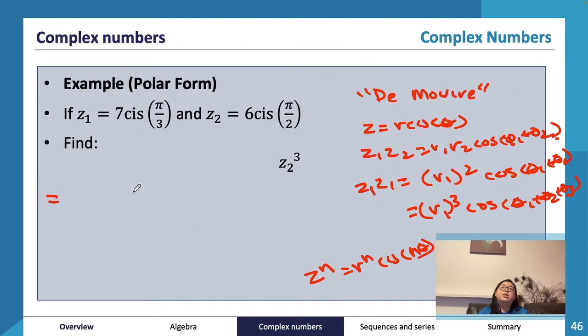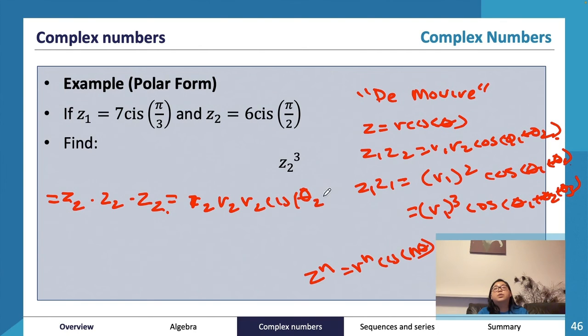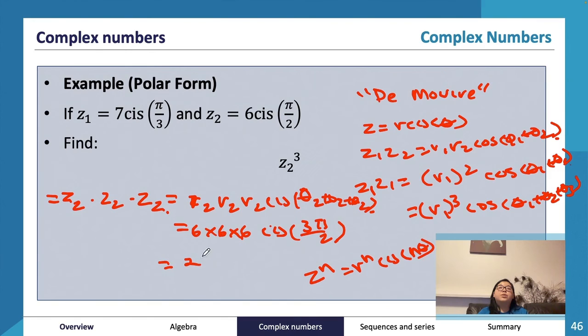So it wants z2 to the power of 3, which means we need z2 times z2 times z2. Maybe we'll do it by multiplication first. So we'll have r2, r2, r2, and we'll have cis (theta 2 plus theta 2 plus theta 2). So that means we'll have 6 times 6 times 6 and cis 3 pi on 2. So that's going to be 216 cis 3 pi on 2.